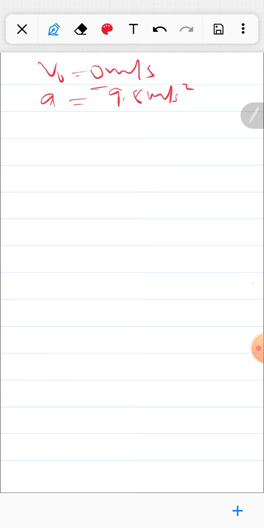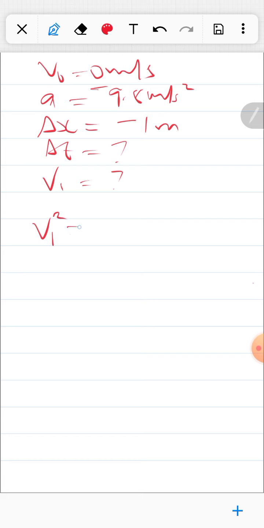And displacement, since down is negative, in the first case it will be negative 1 meter. I do not know how long it takes to get there, and I do not know its final velocity just before it hits the ground, but I can calculate the final velocity using v1 squared equals v0 squared plus 2a delta x.